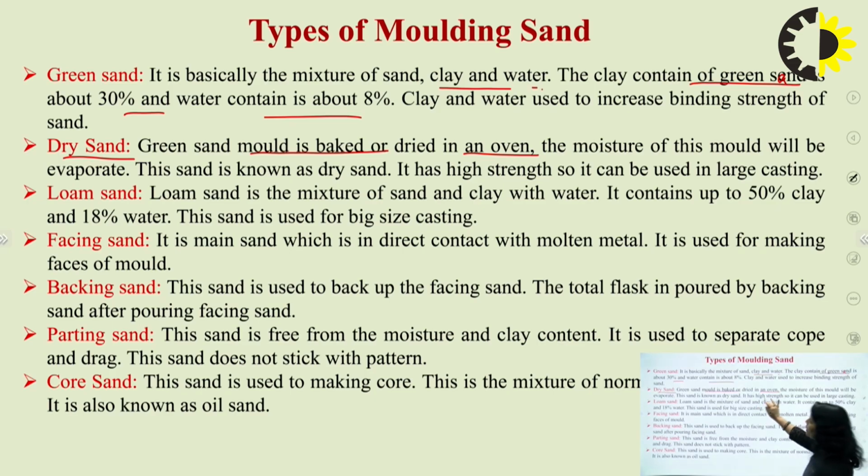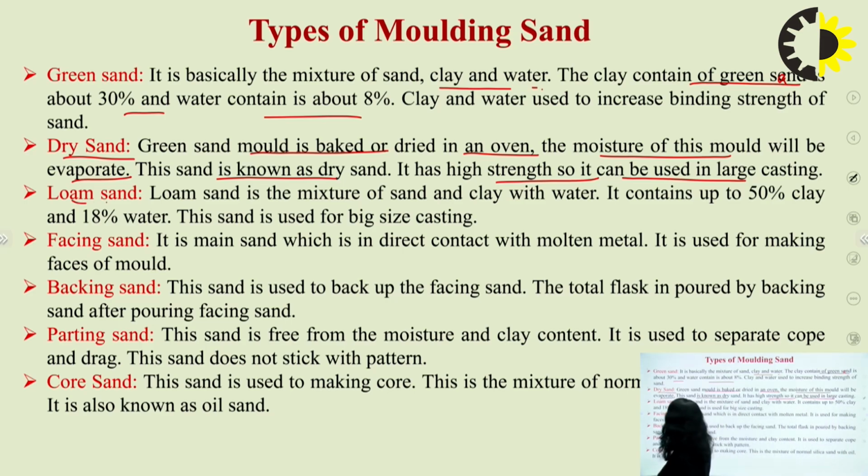So here the green sand mold is baked or dried in an oven, and the moisture of this mold will evaporate. This sand is known as dry sand because there is no moisture present in it, but it has high strength as compared to green sand. So it can be used in large size casting.